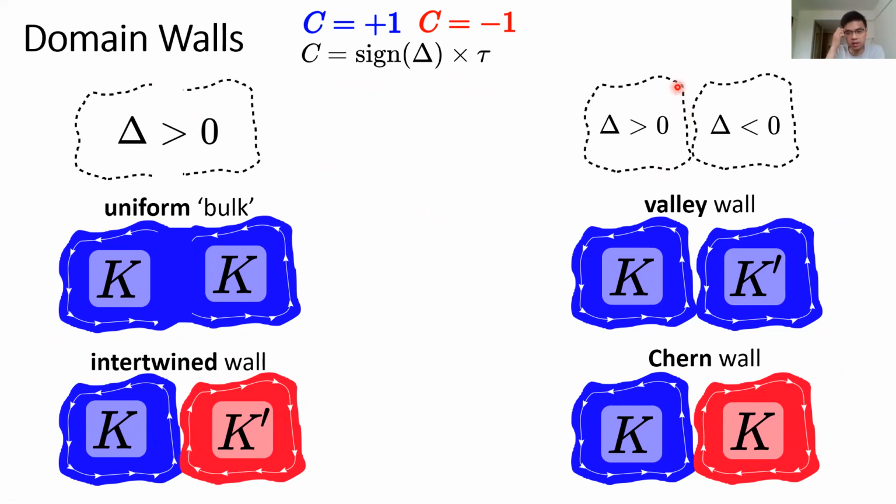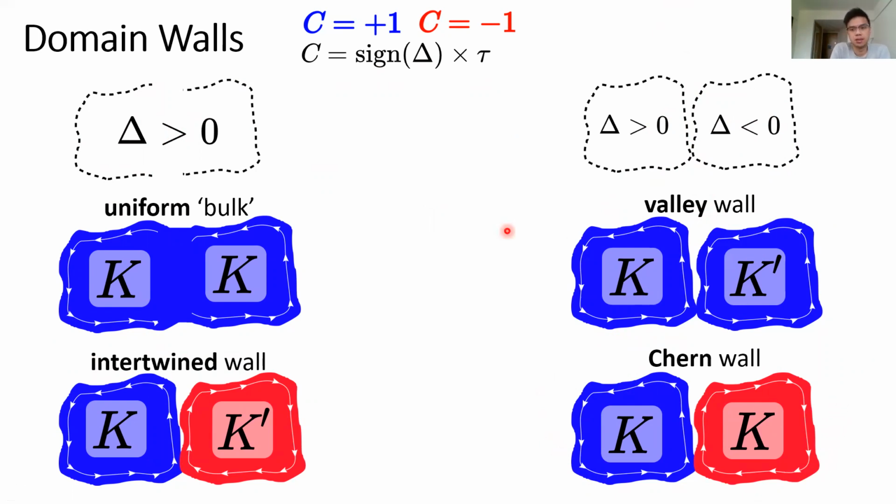Now, the more interesting scenario is where the sign of delta actually flips between these two regions. This is more interesting because you're forced to have a domain wall at the intersection here. So in one case, which we call the valley wall, the valley number changes, but the Chern number doesn't because the sign has changed on the right-hand side here. The second alternative is the Chern wall, where the valley stays the same, but now the Chern number changes.